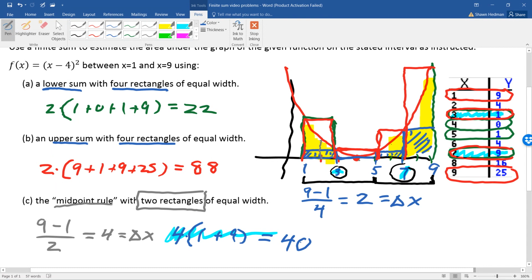And we shouldn't be surprised that this approximation is in between the previous 2. The downside with this approximation of 40, I'm not sure if it's an overestimate or underestimate. I know 22 is an underestimate, 88 is an overestimate, and the third approximation, using the midpoint rule with only 2 rectangles, gives us an estimate of 40. And if we wanted to get a better estimate for the area of the yellow shaded region, we could just follow the same process with more and more rectangles.